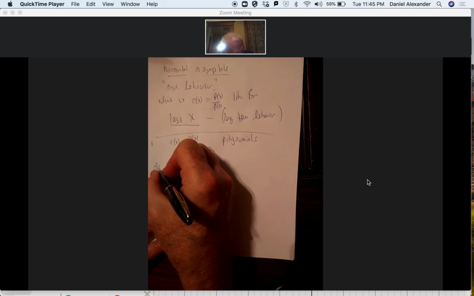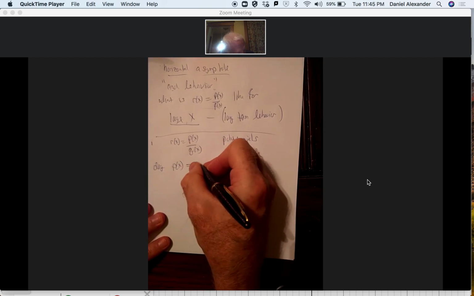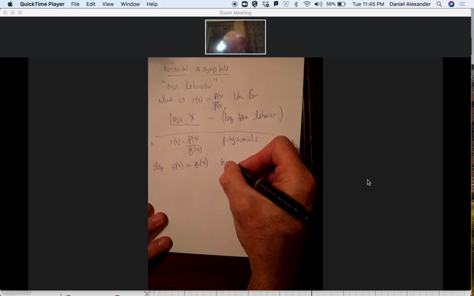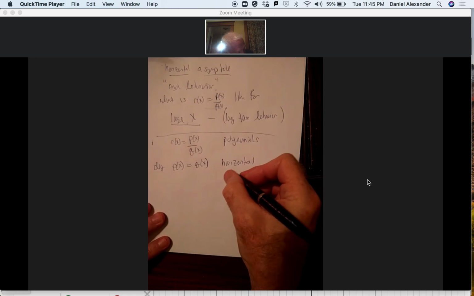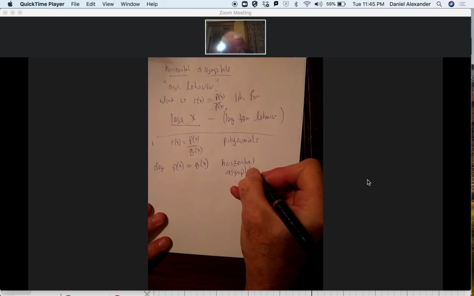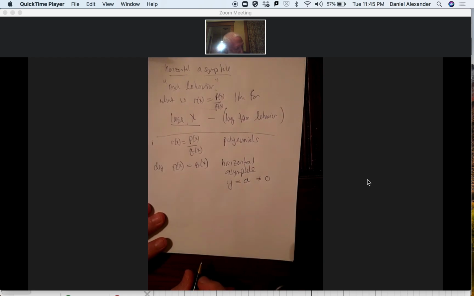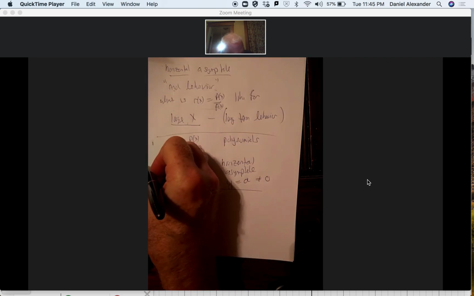If the degree of p of x is equal to the degree of q of x, you have a horizontal asymptote y equals a, and I'll tell you how to find out what that is, but it's not going to be equal to 0. Okay, so that's the first thing.